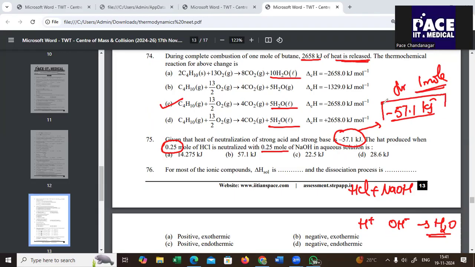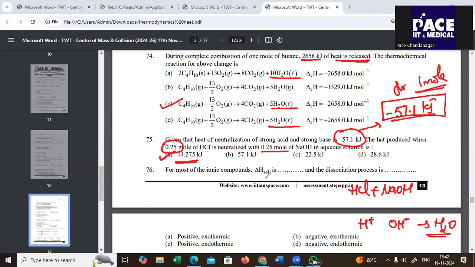For 1 mole it is minus 57.1, so for 1/4 of that mole, how much? That would be 1/4 of 57.1. You're going to get option A, 14.275. All right. Next, moving on with the next question.